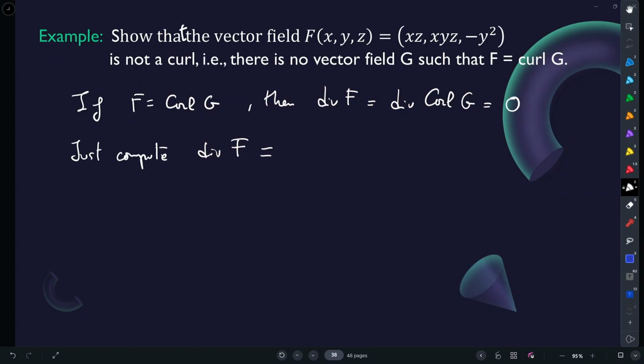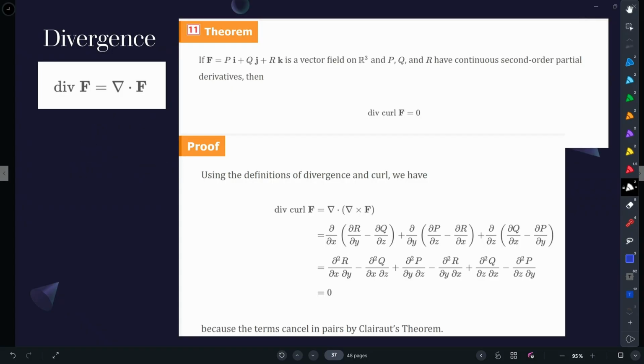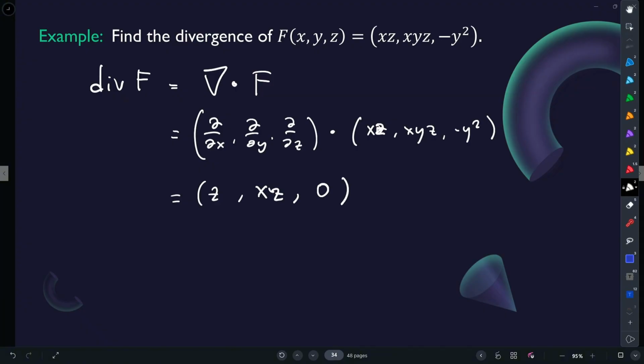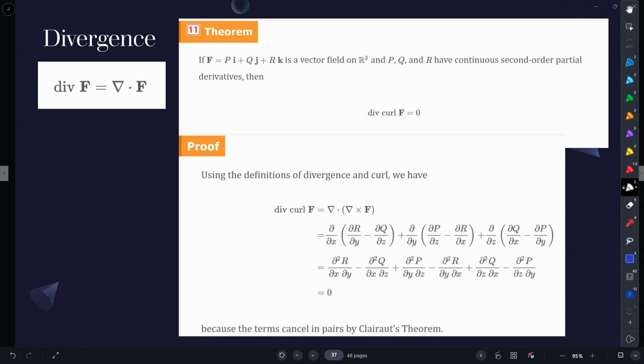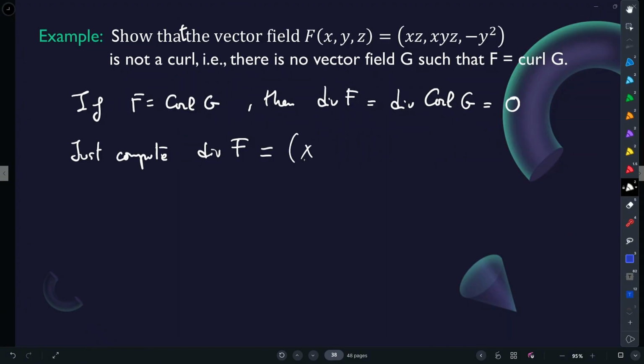But we have already done that. This is the one I just did over here. And it was x, xz, 0. So this is x, xz, 0, which is non-zero. So f is not a curl.